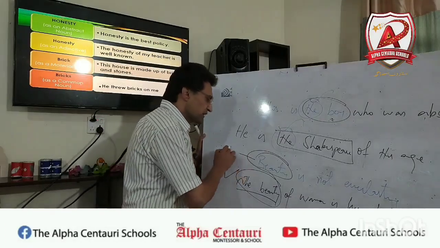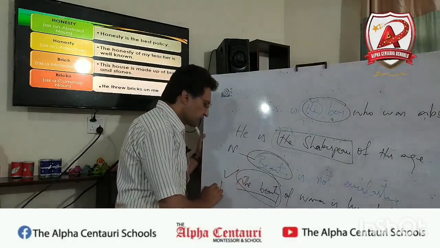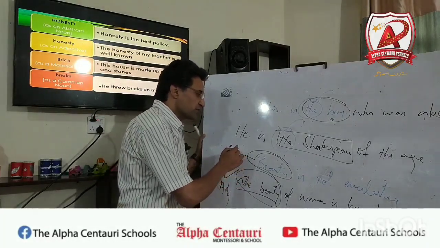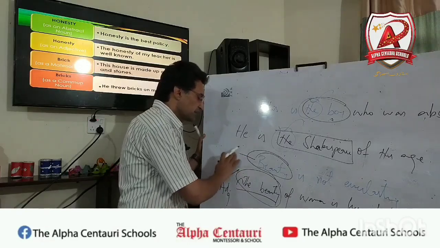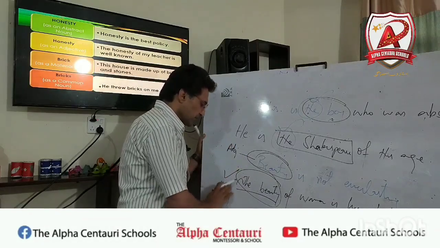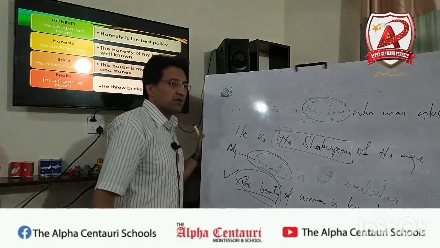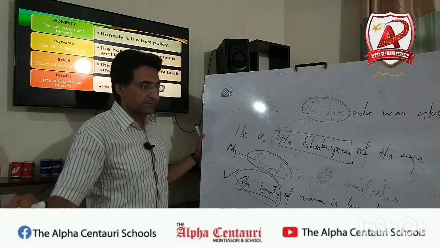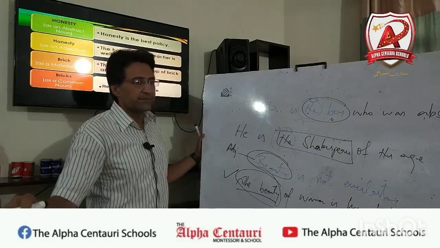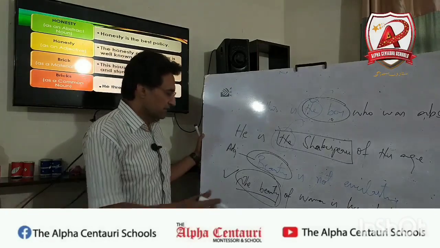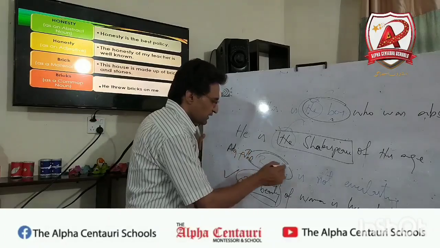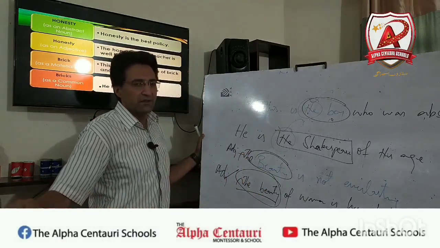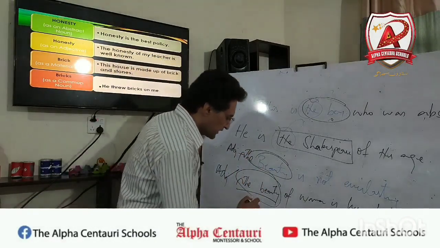In one situation it is a noun. In another situation it is an adjective. Here it is an adjective, ji. Here it is a noun. Got my point, ji? Here, the beauty is not everlasting. In both instances, these are adjectives, ji. Clear? For a noun, I can use it like this, ji.